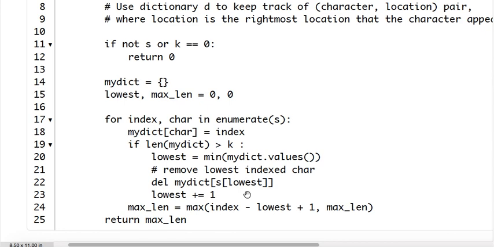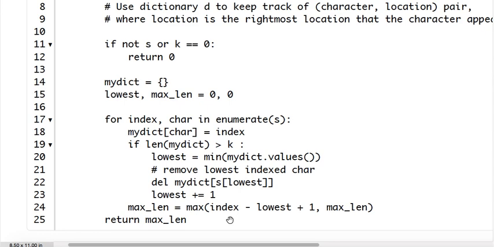So lowest becomes lowest plus 1, and our max length is now updated. So max length becomes the maximum of previous max length and the new max length. So new max length is this value, index minus lowest minus 1. So if you do index minus the whole of lowest minus 1, it becomes index minus lowest plus 1, because lowest, we have just increased the value of lowest. So the new max length is the difference of the current index which is being inserted in the dictionary minus the index of the element which was being deleted. So this difference gives you the instantaneous max length.